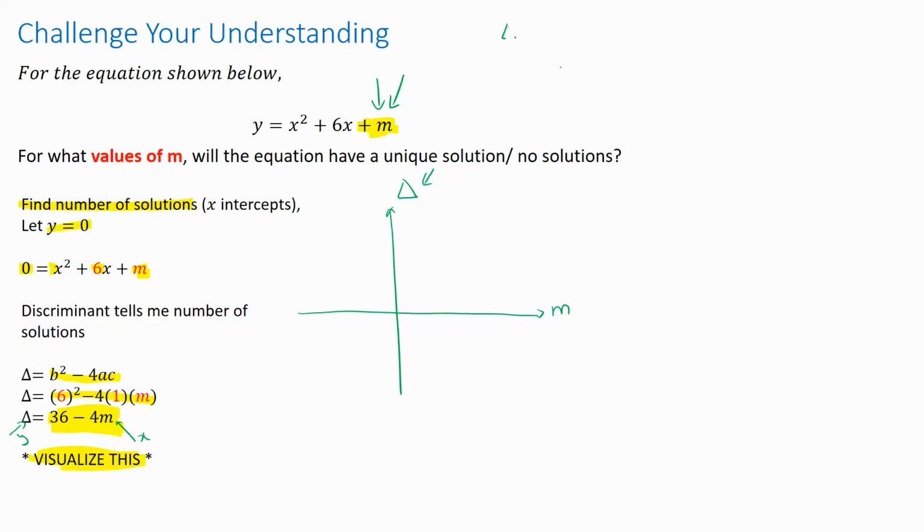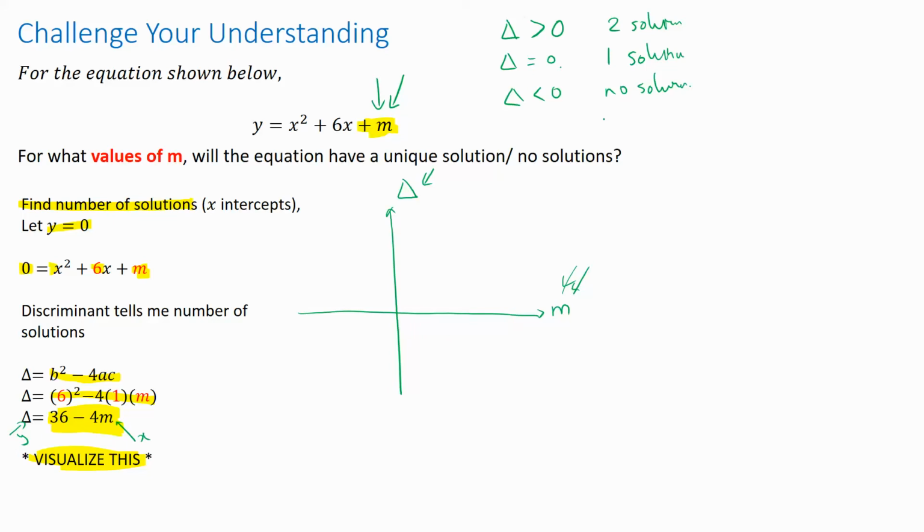Remember, if your discriminant is positive, you get 2 solutions. If your discriminant is equal to 0, you get 1 solution. But if your discriminant is less than 0, you get no solution. So what you're actually looking for is the relationship. If I chose any number for m, how does that affect my discriminant? Do I get 2, 1, or 0 solutions?